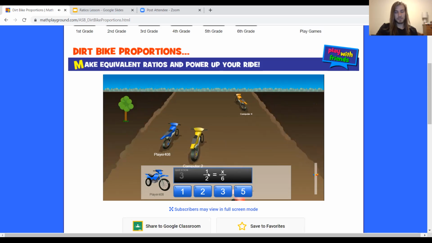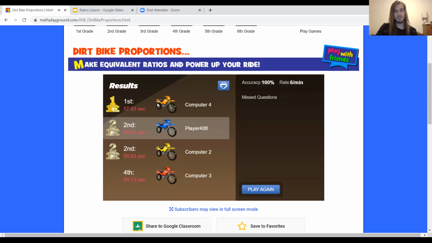And this one, for example, you multiply both numbers by 3, so you get 3/6. 3/6 is equal to 1/2. And so forth, you just keep going. Multiplying by 3, dividing by 3. And that's what it looks like at the end. You get your place and see how long it takes. The more questions you answer right, the faster you go. It'll show some missed questions too if you get one wrong.